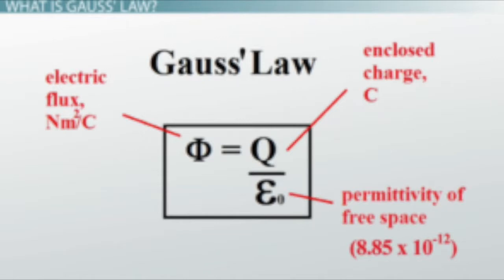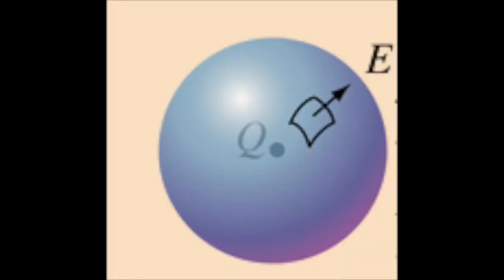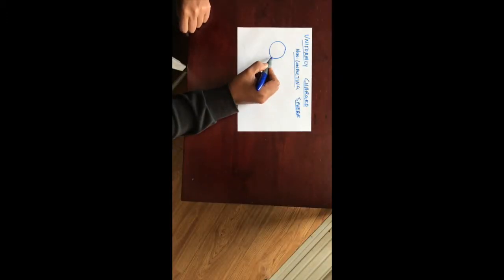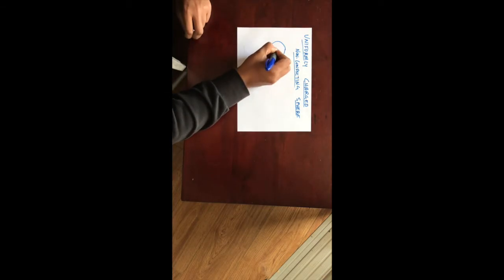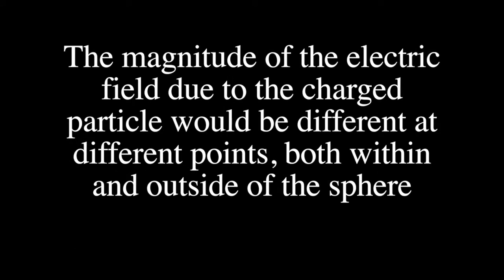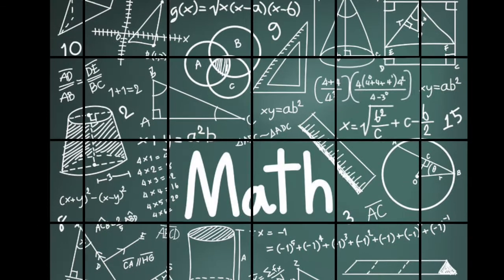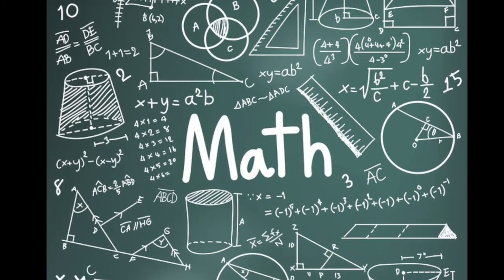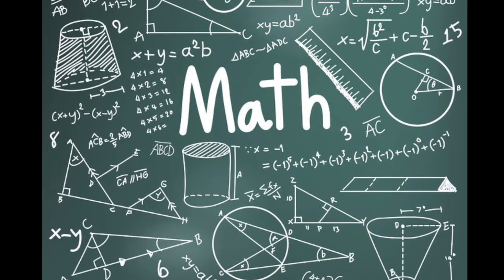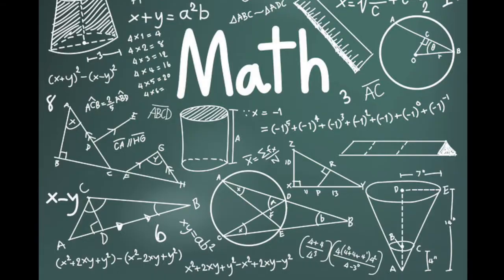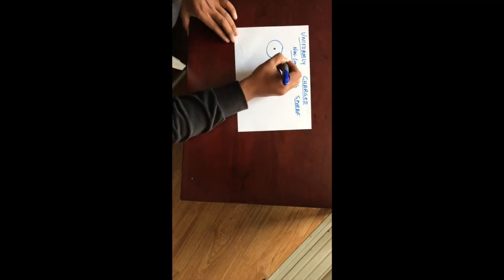That is why we get the formula of the integration of E dot dA, which is Q enclosed divided by epsilon naught. When dealing with non-conductive spheres in Gauss's law, you can calculate the flux and the electric field at any point in various ways. The circle here is a cross-section view of an insulated sphere, within which there are charged particles. The magnitude of the electric field due to the charged particle would be different at different points, both within and outside of the sphere. Using mathematical calculations and Gauss's law, general equations can be derived to aid in determining this electric field strength.